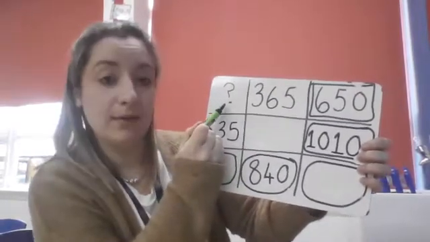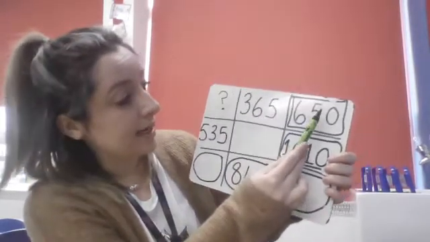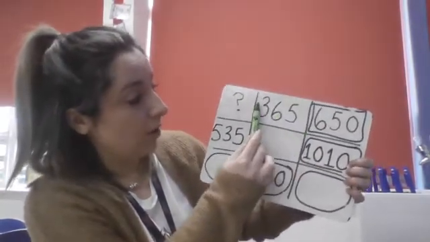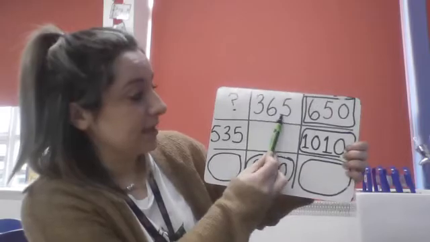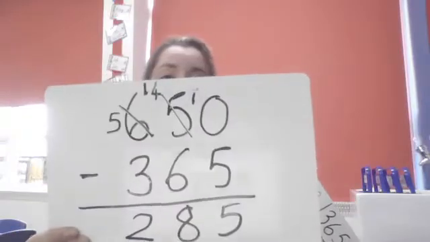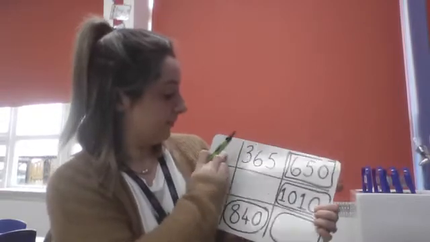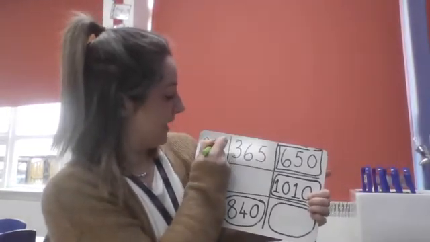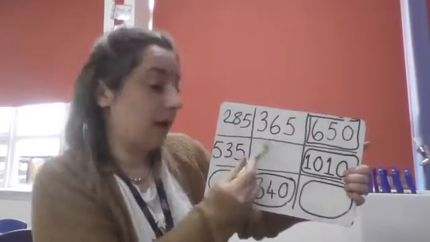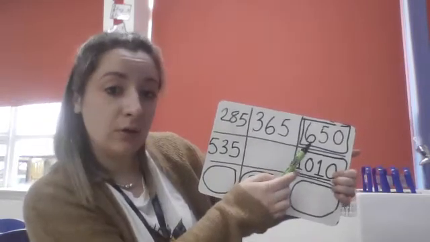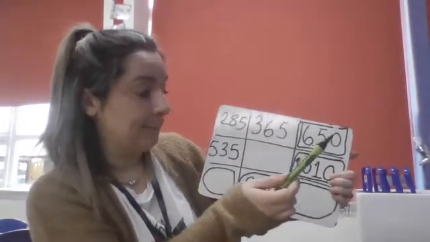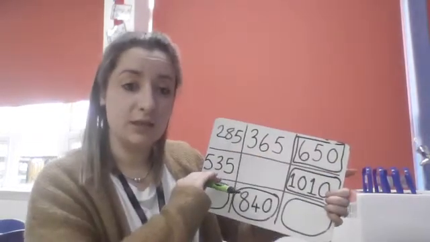Now let's come back to my addition square. I said to work out what the missing number was, I could get the answer and subtract one of these. I only had this one, so I did 650 take away 365, and it would give me my missing number. What was my missing number? It was 285. Now, this would mean that 285 add 365 would equal 650. Brilliant. One of my lines is done.